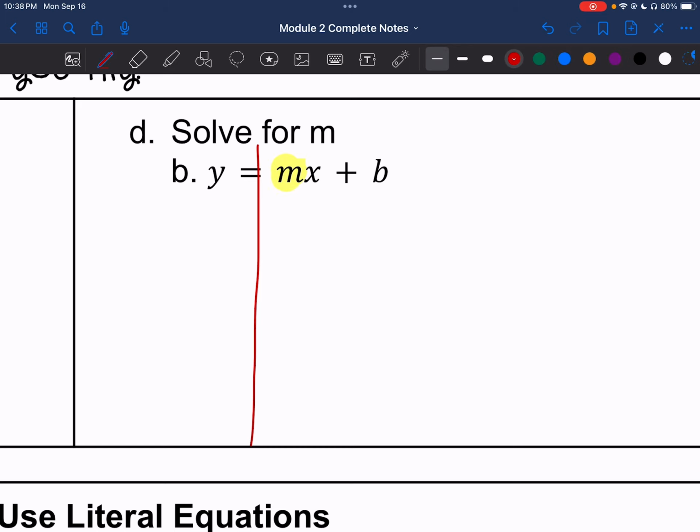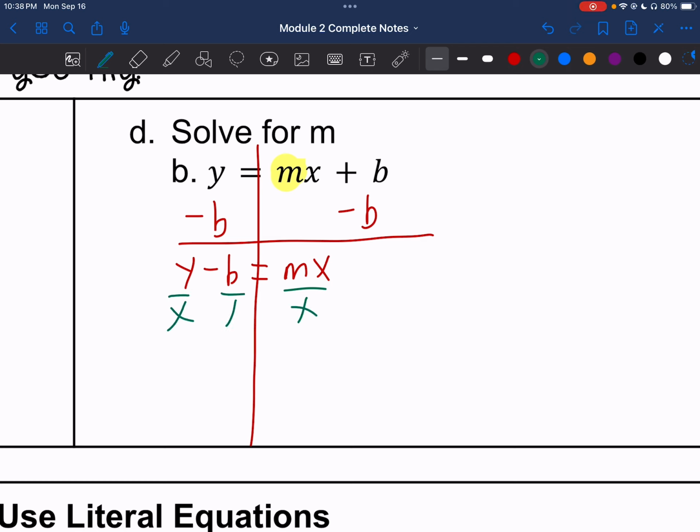So the first thing we do, we subtract b from both sides. You get y minus b is equal to mx. Still trying to get m by itself, so we divide both sides by x. And we do that for everything. So it's y over x minus b over x, and that's going to equal m, our slope.